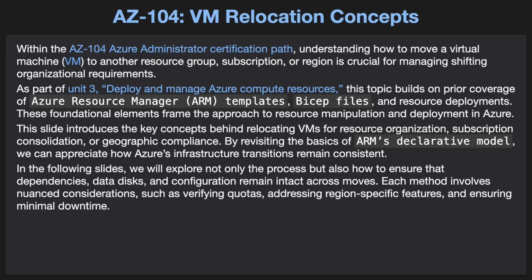These foundational elements frame the approach to resource manipulation and deployment in Azure. This slide introduces the key concepts behind relocating VMs for resource organization, subscription consolidation, or geographic compliance. By revisiting the basics of ARM's declarative model, we can appreciate how Azure's infrastructure transitions remain consistent. In the following slides, we will explore not only the process, but also how to ensure that dependencies, data disks, and configuration remain intact across moves. Each method involves nuanced considerations, such as verifying quotas, addressing region-specific features, and ensuring minimal downtime.